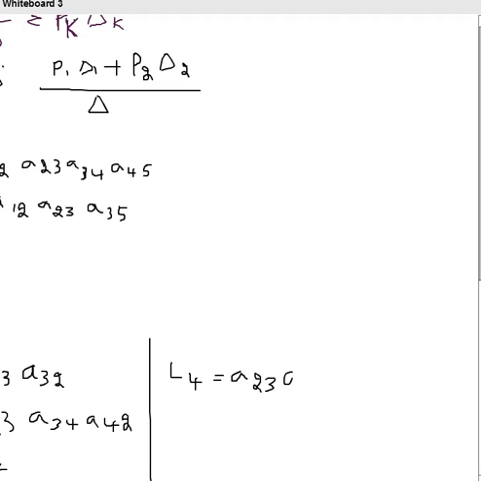A23, A35, A52. So the last loop we have to tell. So the L5.